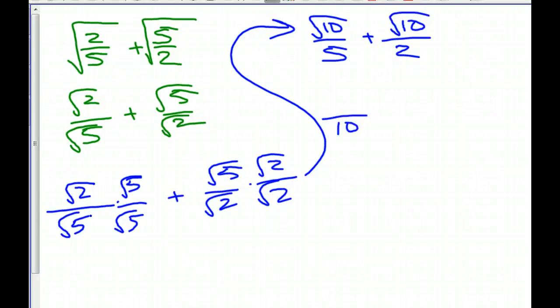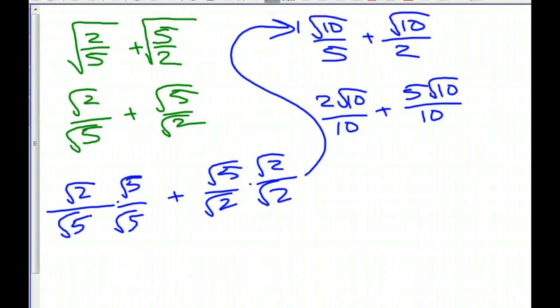What do I have to do to the top? Multiply it by 2. Notice there's an assumed 1 up there. 1/5, 2/10, which is the same as 1/5, so you know you're okay. I'm going to change this denominator also to a 10. What number goes in front of my square root of 10? A 5. Why did the denominator change? Common denominator.